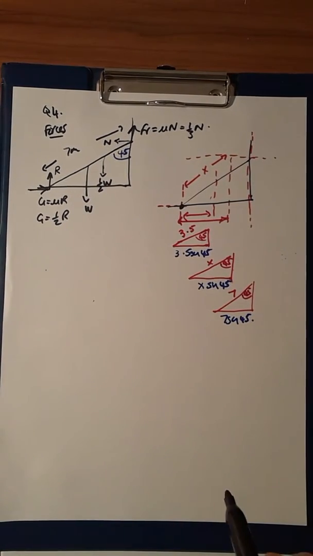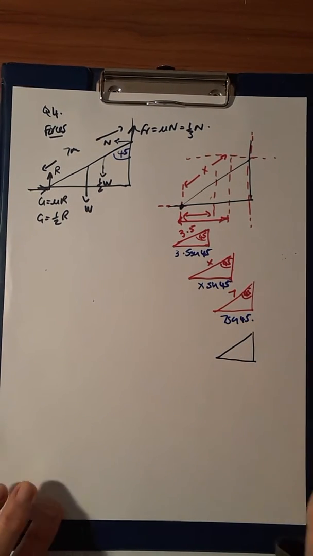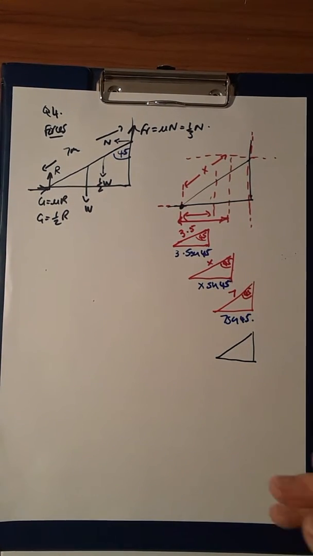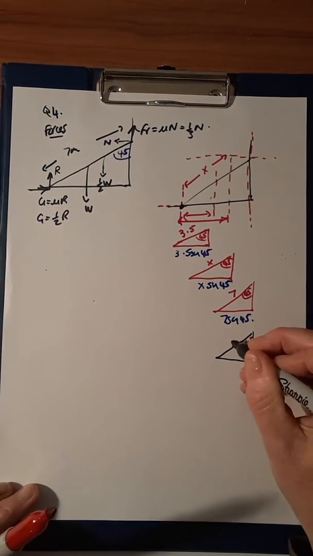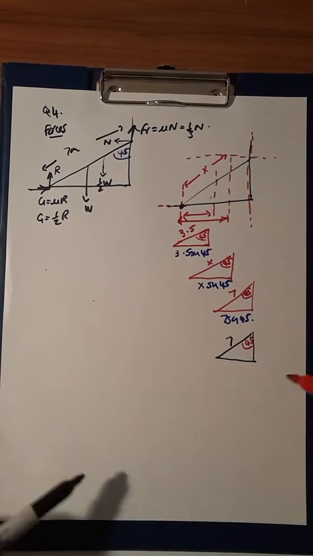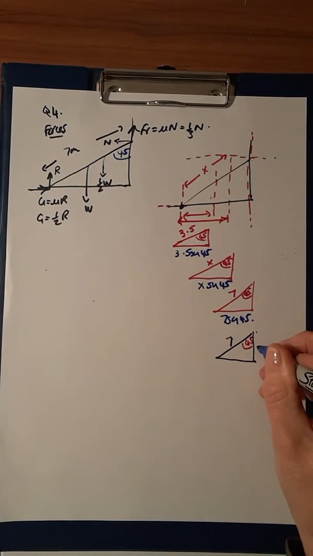So that full black triangle, that again is 45 degrees here. It's 7 meters long. And this is the side I'm after now, this bit. And that's the adjacent side. So of course that is going to become 7 times the cos of 45.